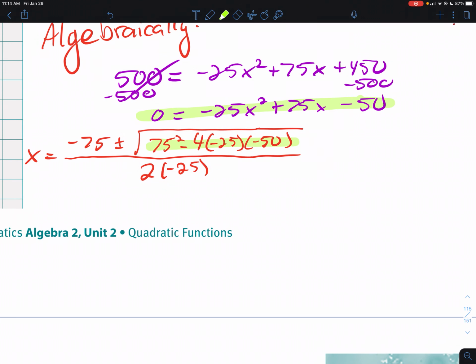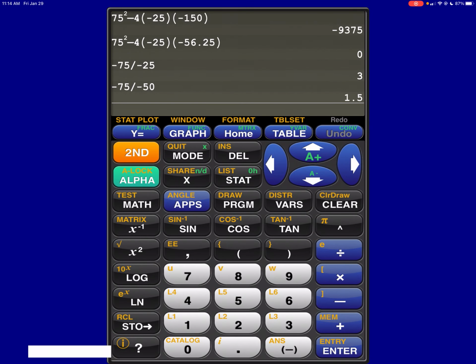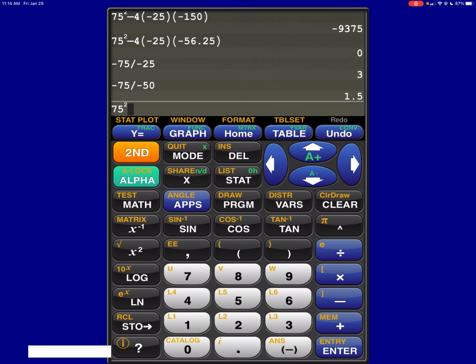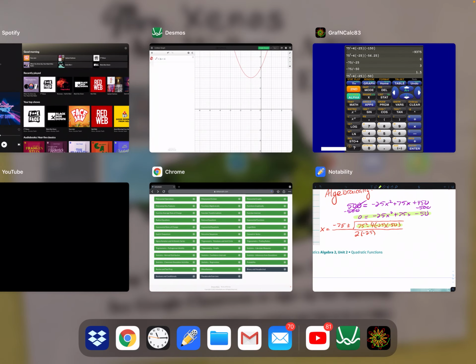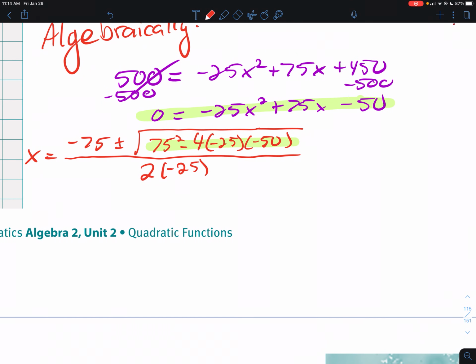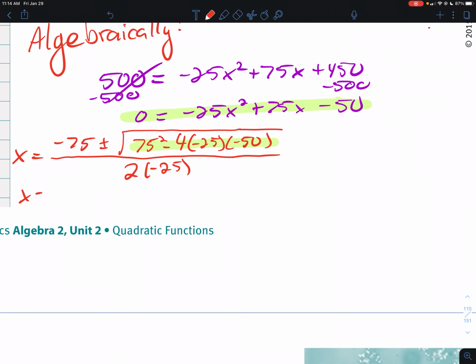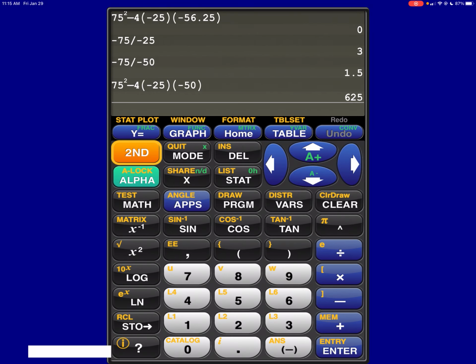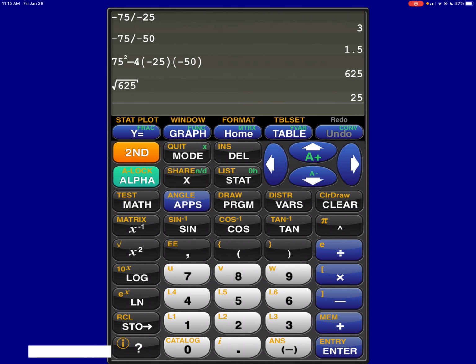So let's take care of this first. 75 squared minus 4 times negative 25 times negative 50. Let me double check. Good. Enter. 625. So we have negative 75 plus or minus the square root of 625 over negative 50. Let's check to see if 625 is a perfect square. I have a hunch. So the square root of 625 is 25.